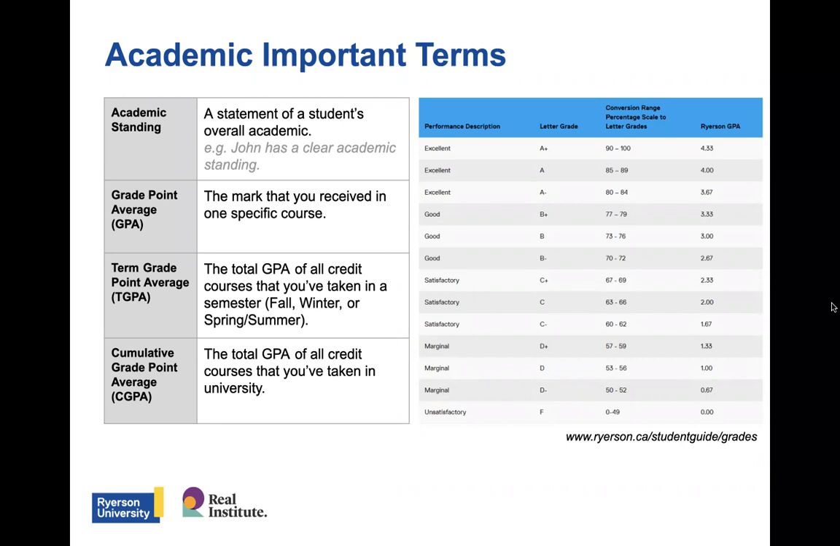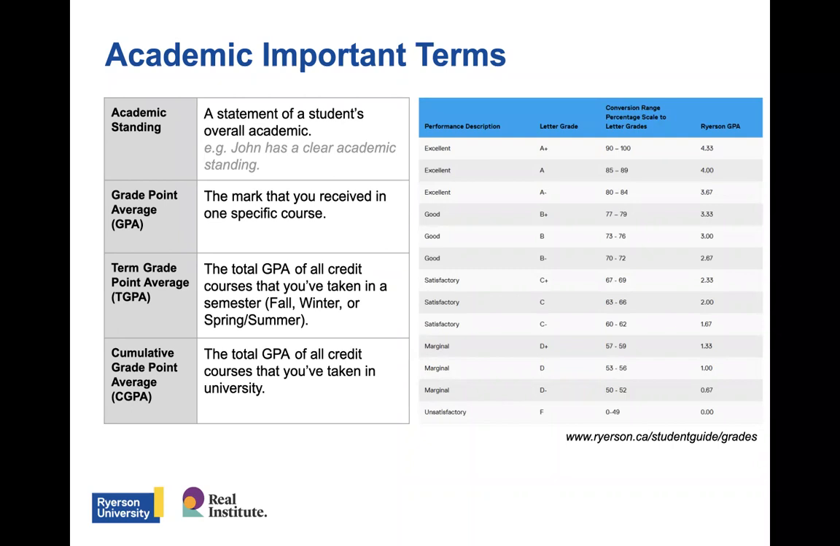So we talked a little bit about GPA. GPA essentially is the grade point average. This is essentially your mark in the course. So it takes a combination of all the grades that you earned in that class and divides it by how many grade entries there are. The term GPA is the mark you got for just that semester, fall, winter, spring, or summer. And cumulative GPA is your overall degree mark.